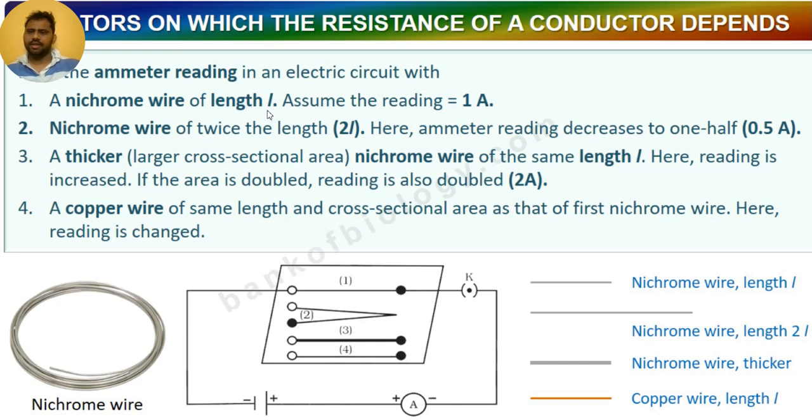First is the length. It is directly proportional to the length of the conductor. The more the length of the conductor, the higher the resistance. Okay, so it is directly proportional. It is inversely proportional to the cross section area. Cross section area means if I cut the nichrome wire, I get the cross section. So the higher the cross section, the lower the resistance.